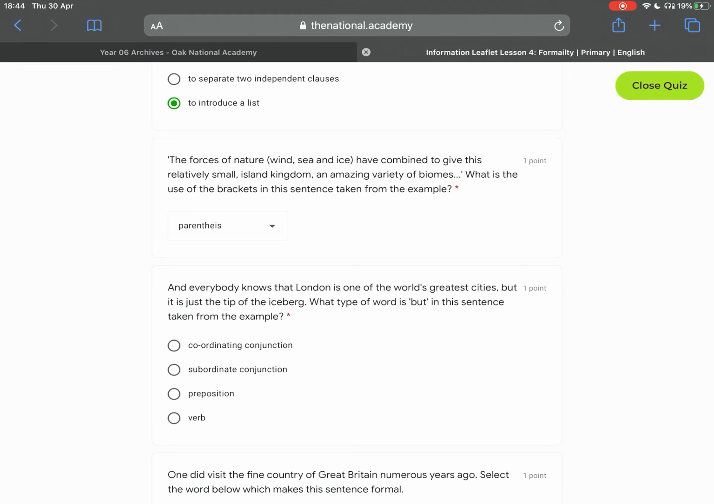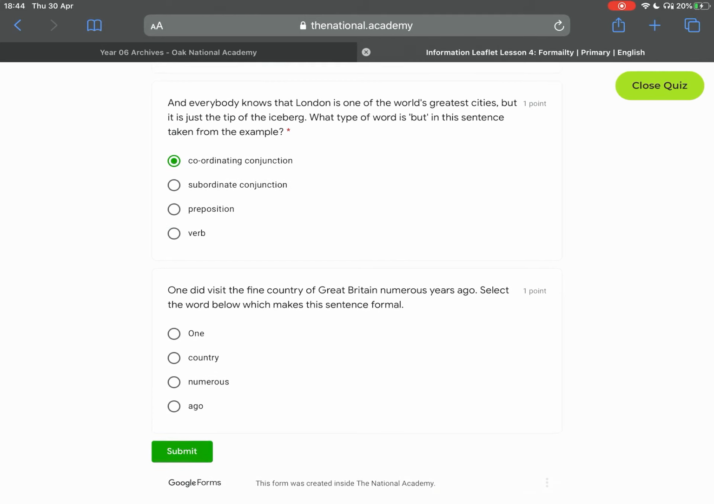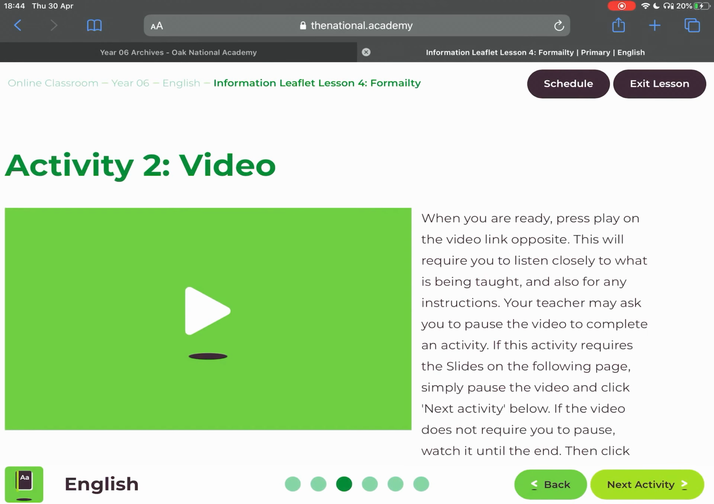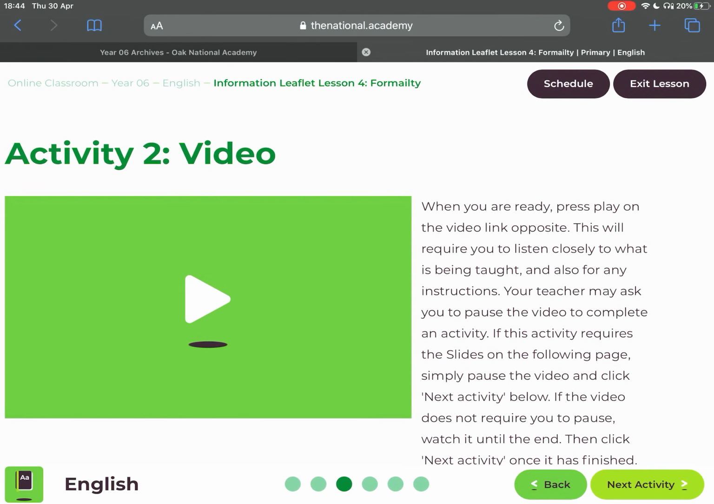Everyone knows that London is one of the world's greatest cities, but it is just the tip of the iceberg. What type of word is "but" in this sentence? It would be a coordinating conjunction. One did visit the fine country of Great Britain numerous years ago. Select the word below which makes this sentence formal. This one would be "one". There. After you've done that, you've got your video with Mr. Fozzard. You won't have to pause the video.